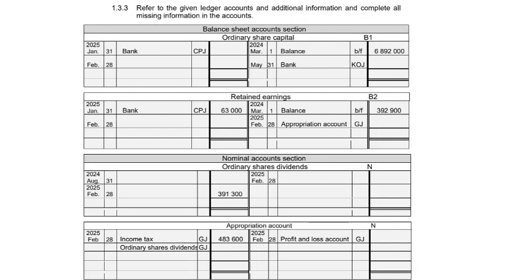So let's go and enter that transaction. So we go to the ordinary share capital. On the credit side, May 31 bank in our cash receipts journal. We will then work out the amount of shares that was issued. So it's going to be the 160,000 shares at R8.80. And that gives you 1,408,000. So let's enter that.